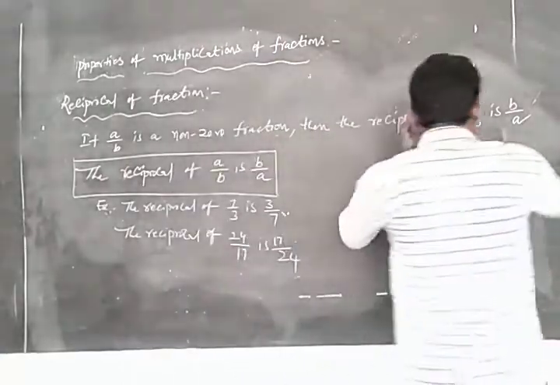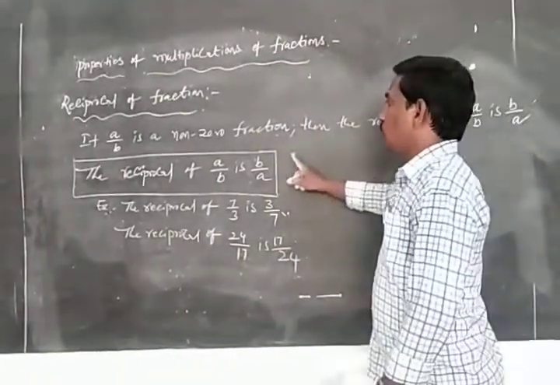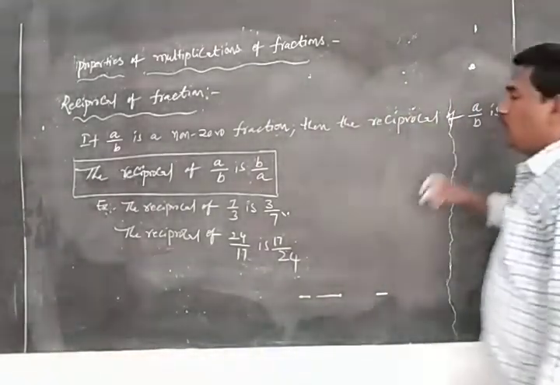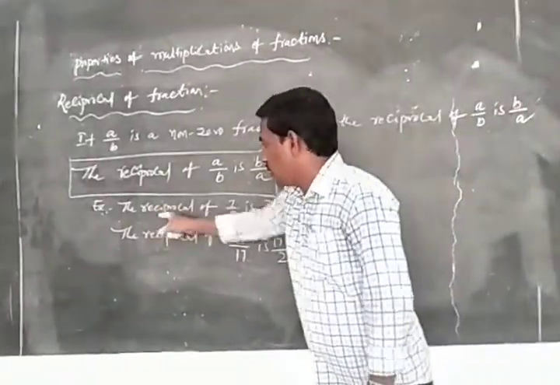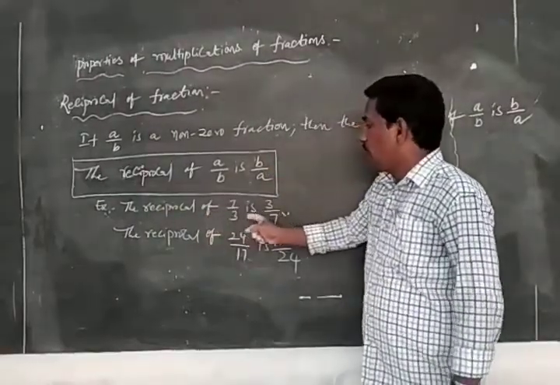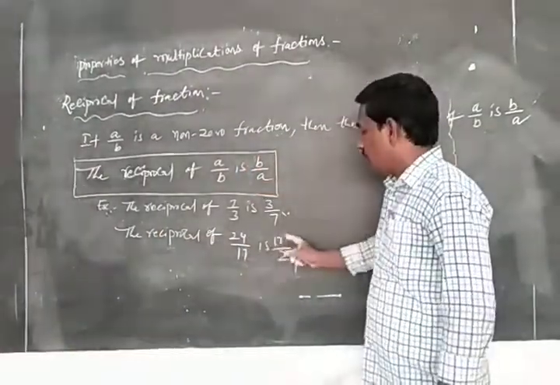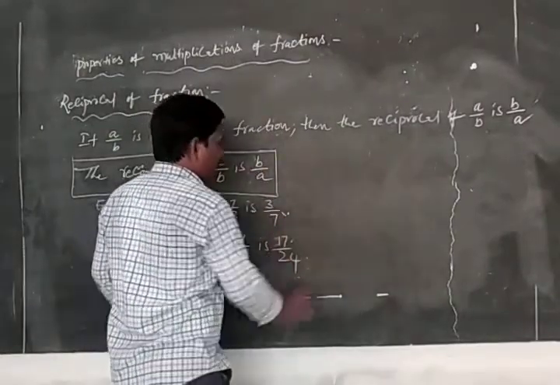The numerator becomes denominator, denominator becomes numerator. If a by b is a non-zero fraction, then the reciprocal of a by b is b by a. For example, the reciprocal of 7 by 3 is 3 by 7. The reciprocal of 24 by 17 is 17 by 24.